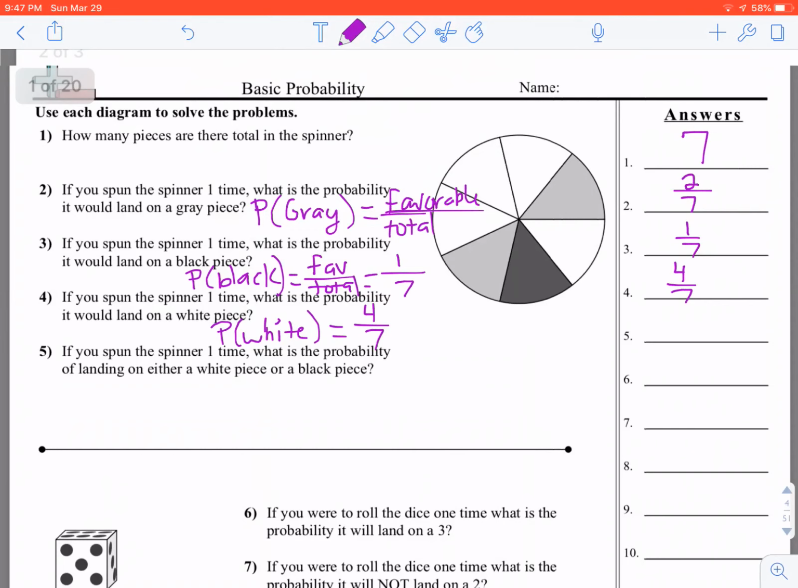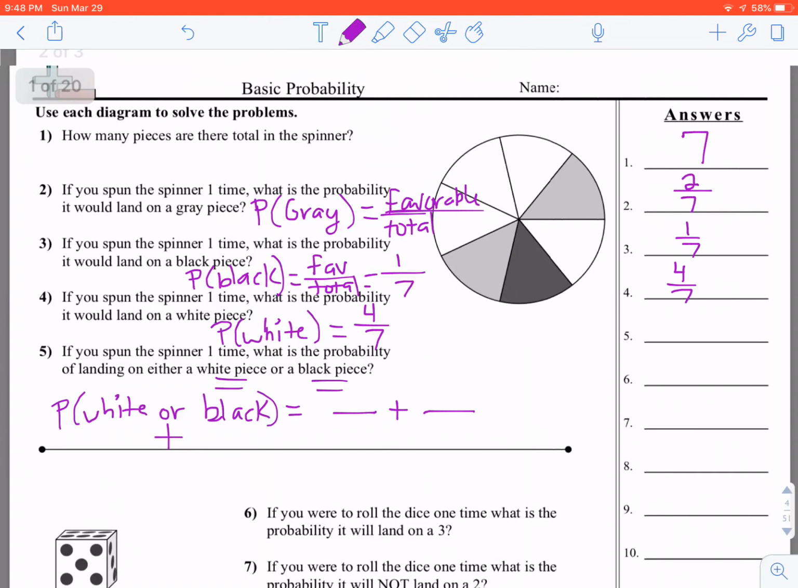Okay, number 5 is a little bit different. It says here, what is the probability of landing on either a white piece or a black piece? So our notation would be probability of white or black. Do you remember what or means in math when it comes to probability? If anyone remembers, or means that we need to add these probabilities together. We're still using favorable over total when it comes to adding our fractions.